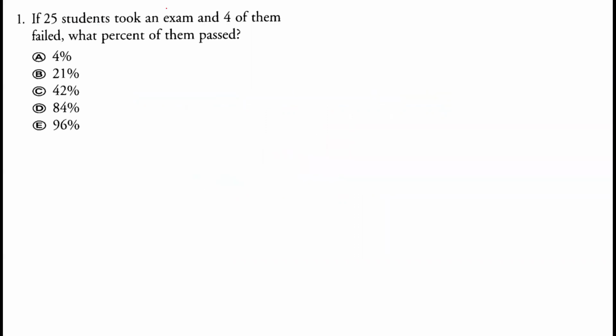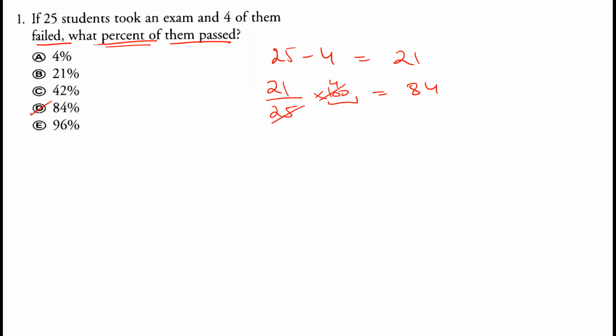So the first question is, if 25 students took an exam and 4 of them failed, what percent of them passed? If we have 25 students and 4 of them failed, we are left with 21. So the percent of them passed would be 21 divided by the total number of students, so 21 divided by 25 multiplied by 100. Why are we multiplying it by 100? Because we want to find out the percent. 4 into 21 equals 84. So option D is correct.